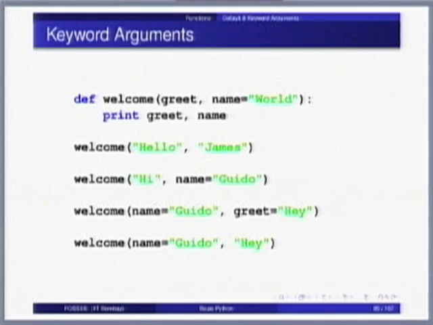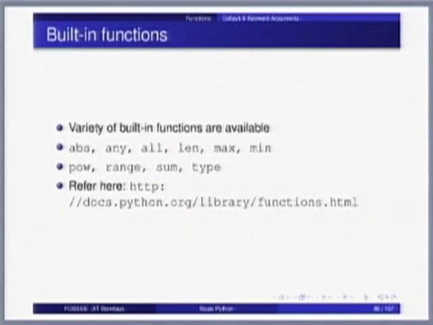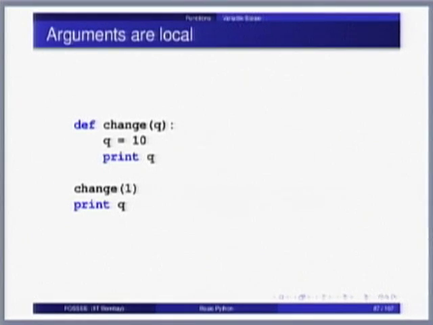And that is the essence of keyword and default arguments. There are a variety of built-in functions that you can use. The important thing when you create functions is that arguments given to a function are completely local, which means in this case, this Q is local to this function definition. It is not available outside the scope of this function.